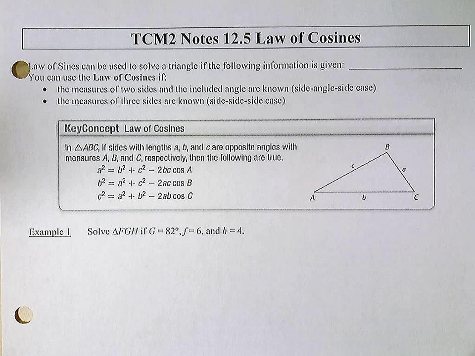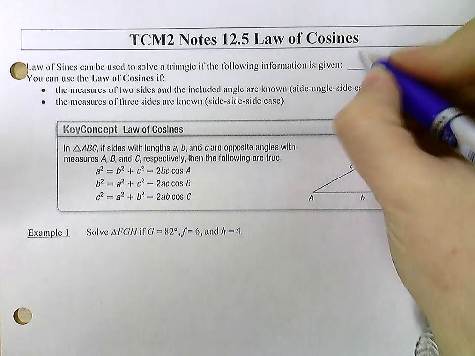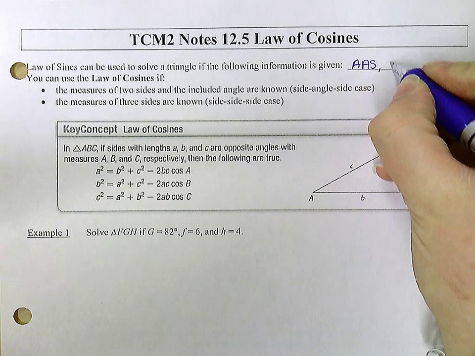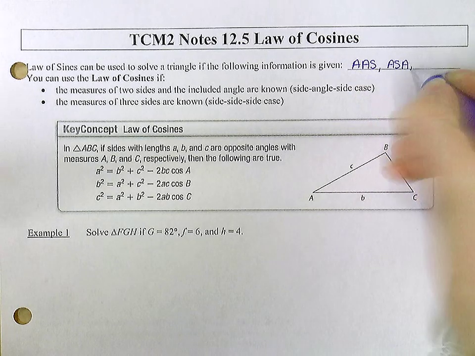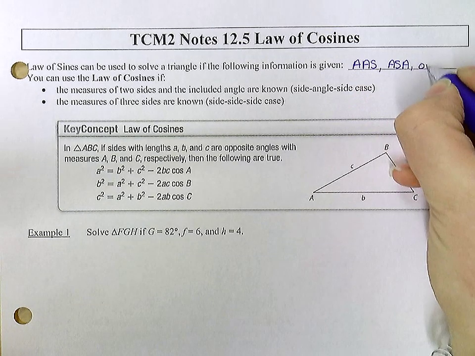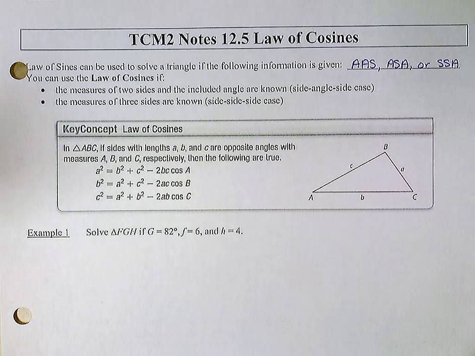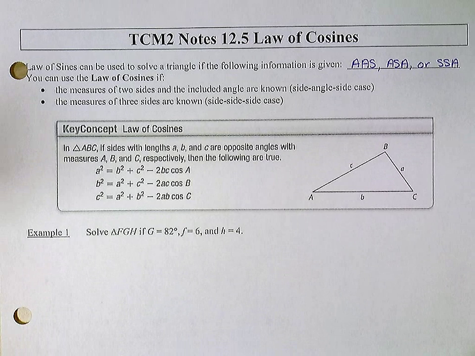The law of sines can be used to solve a triangle if the following information is given. So if you have angle, angle, side, angle, or side, side, angle. All of those cases would use law of sines.